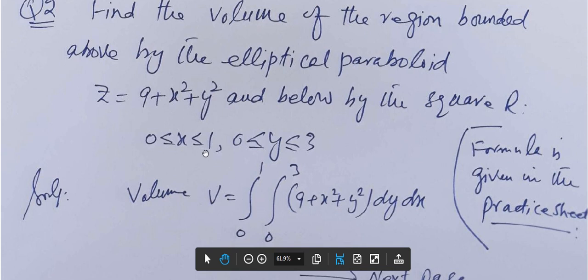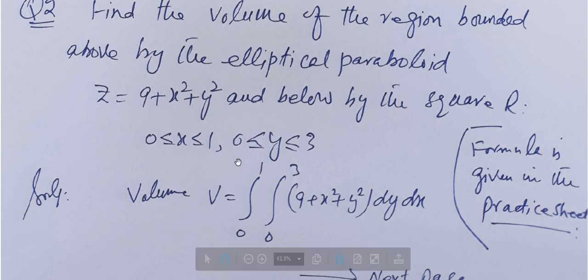So you can see here the limit of x is from 0 to 1. The limit of y is from 0 to 3. And what was the formula? In the formula you write z is equal to f of xy, because z is a function of xy. That is why we write f of xy in the formula. So this is actually z, which is equal to f of xy.